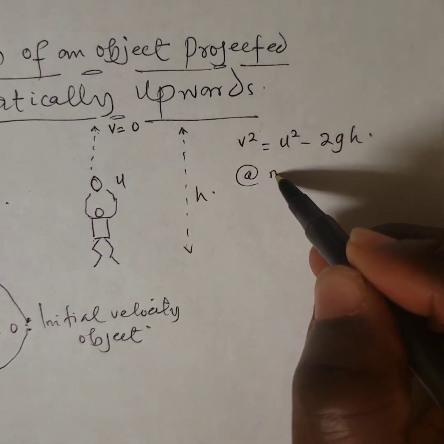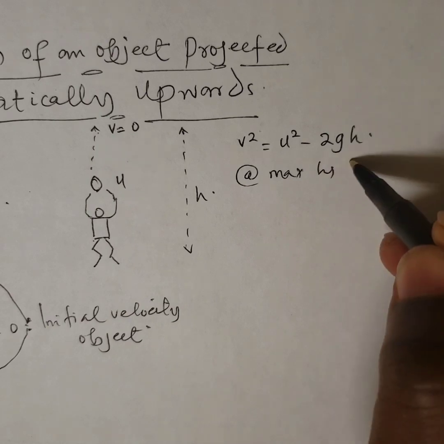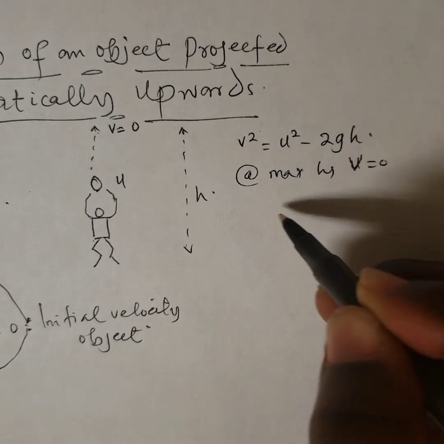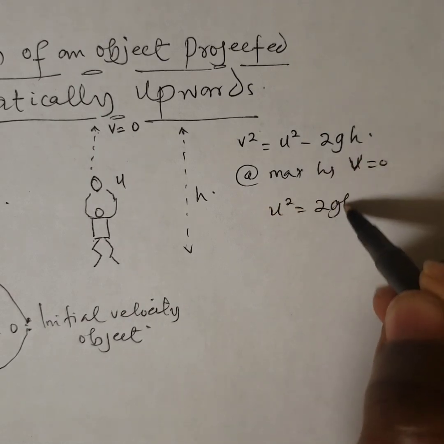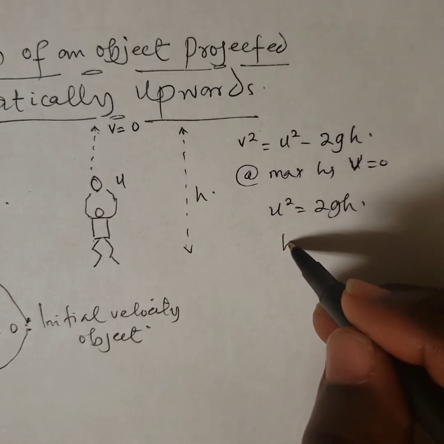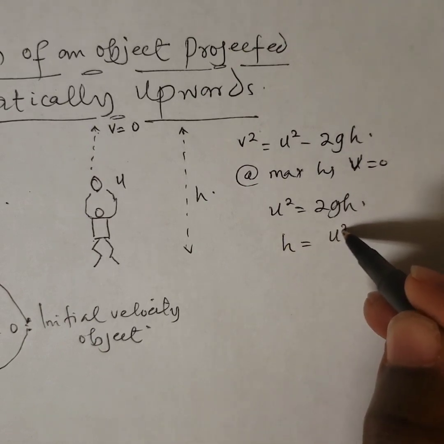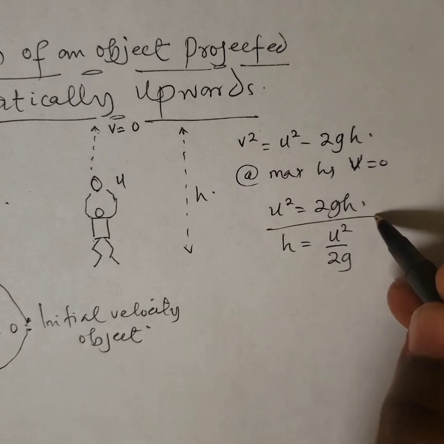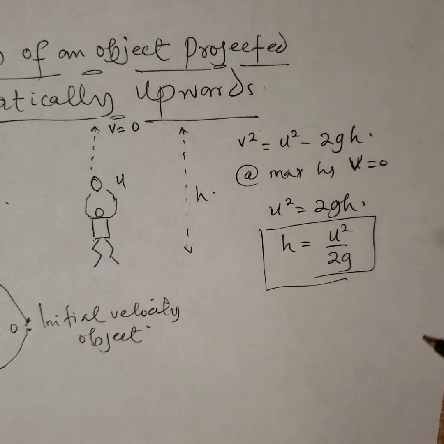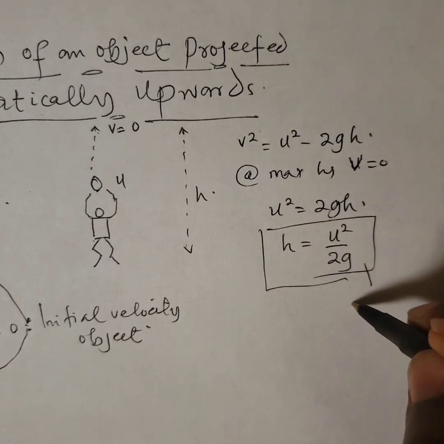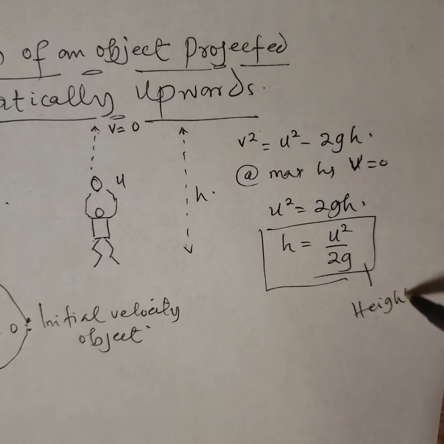And we already know that at max height, our v is 0. So we see here that u squared equals 2gh. Now, if we make h, which is the height, the subject of the formula, we're going to have h equals u squared all over 2g. So this we can use to calculate the distance traveled upward by the object.